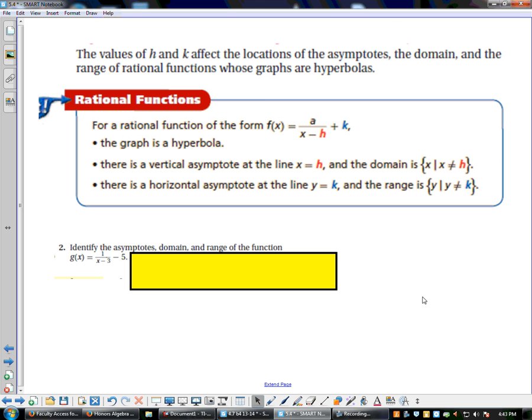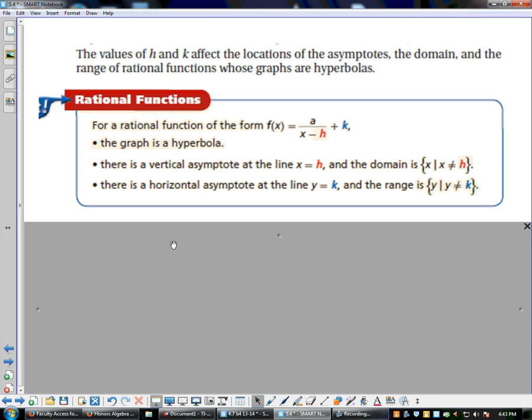Okay, so the values of h and k affect the locations of the asymptotes, the domain, and the range of rational functions whose graphs are hyperbolas. So let's take a look at this. This is on your video notes.